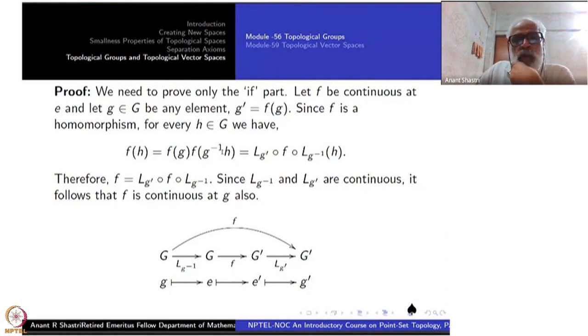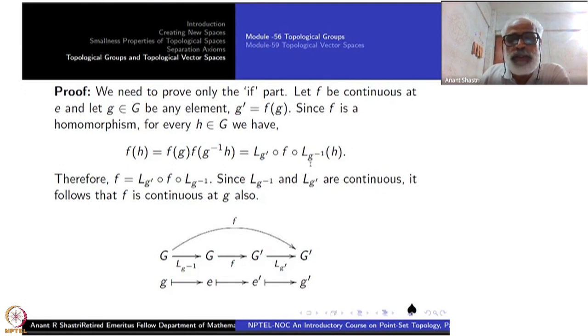All right. But now what is this inside thing? It is the left multiplication by G inverse, right? And FG is a point of G prime. So it's a left multiplication by LG prime inside G prime. So this whole thing will look like LG prime composite F composite LG inverse operating upon H. Therefore, F itself is equal to LG prime composite F composite LG inverse. Okay. So I have written F itself in this complicated way, but this will help us now.